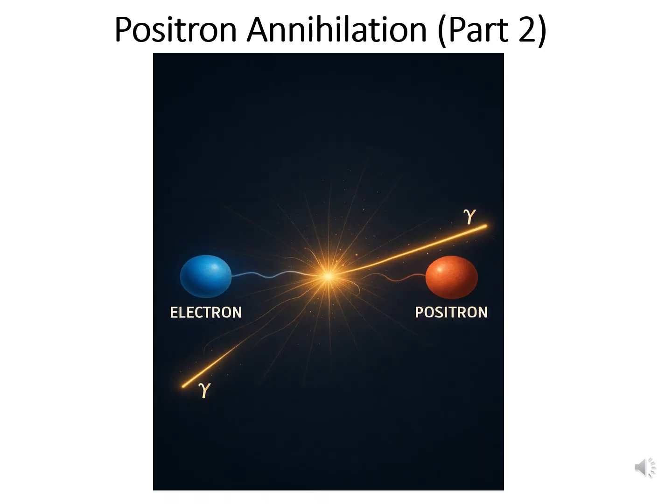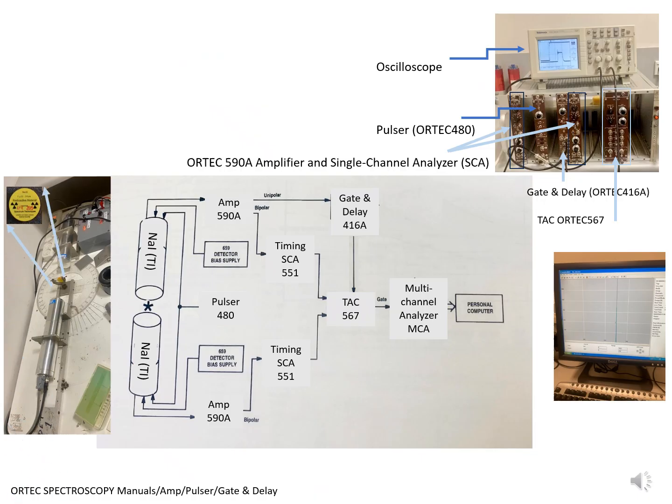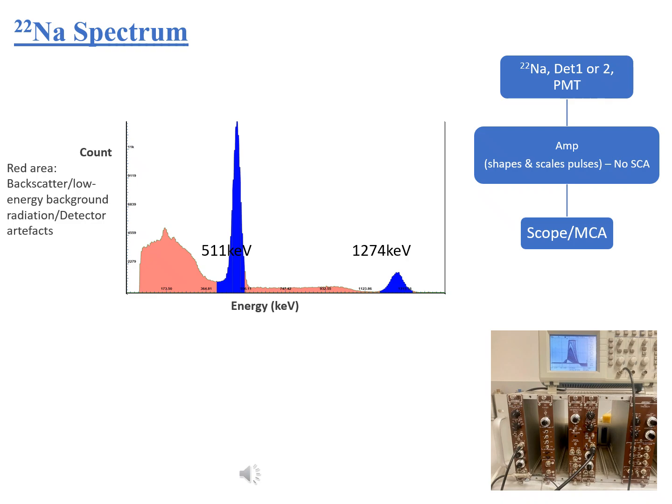Today we're going to talk about coincidence timing and angular correlation in positron annihilation. In part 1 of this experiment, the focus was on detecting gamma emissions from positron annihilation and calibrating the energy spectrum using sodium-22. With clear identification of the 511 and 1274 keV peaks, the groundwork was set.